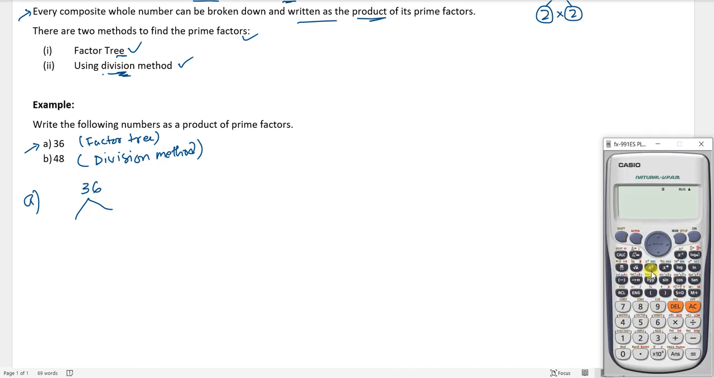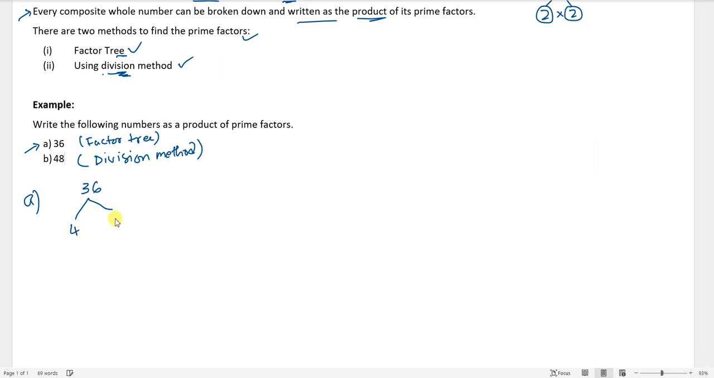Okay, so 36, we can multiply 4 times 9 is equal to 36. So we have 4, we have 9. You see 4 and 9 both are composite numbers, so this means they can be broken down even more. So 2 times 2 is equal to 4. 3 times 3 is equal to 9. All of them are prime numbers, so I'm going to circle them all.